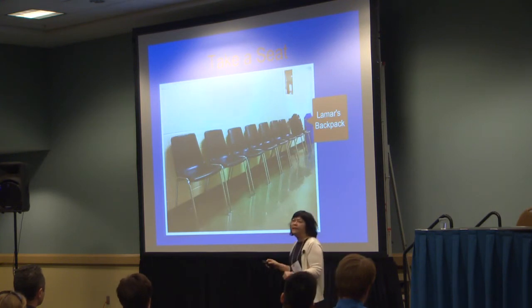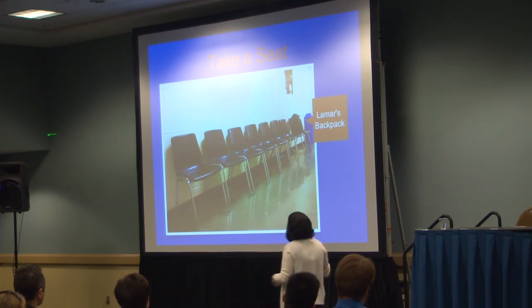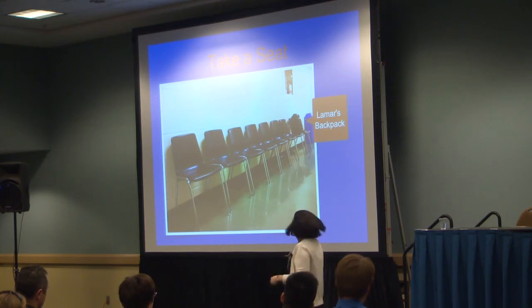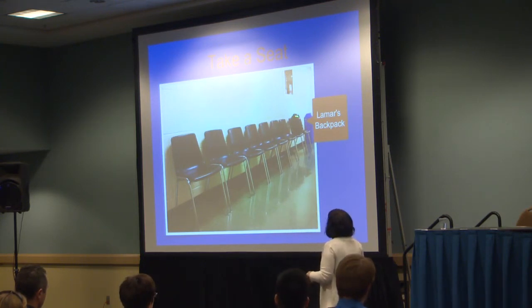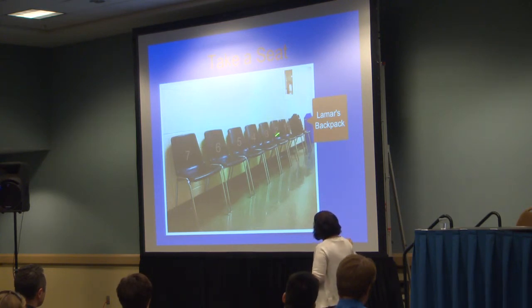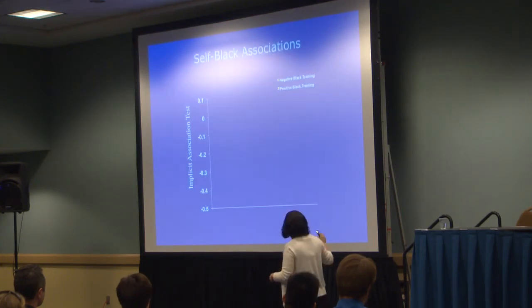And then after completing the self-black IAT, in which we looked at the extent to which people associated self with black, we gave them a seating distance task. We said, the next task, you're going to look at a movie, but we're just preparing that right now. Lamar is sitting right here. He just went to the bathroom for a second, but he's going to be right back. Just choose a chair that you want. And then they chose a chair, and we numbered the chairs from 1 to 7. The closer chairs mean you've got more proximity to the person.